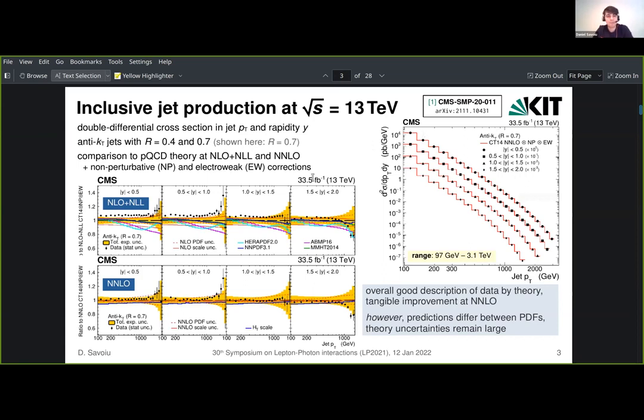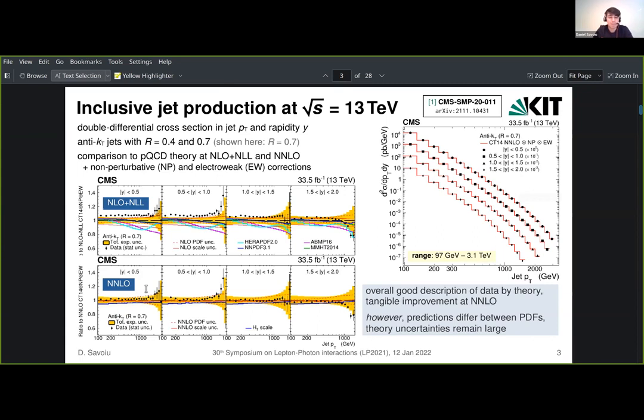Now, one thing that was done for the measurement is, of course, a comparison to the perturbative predictions. So here you see the comparison of data to predictions at next-to-leading order, plus a resummation correction at next-to-leading logarithmic, and a next-to-next-to-leading order calculation. And you see that the points go much closer to unity when you go to next-to-next-to-leading order. So it's really a nice improvement in terms of the description of data by the theory.